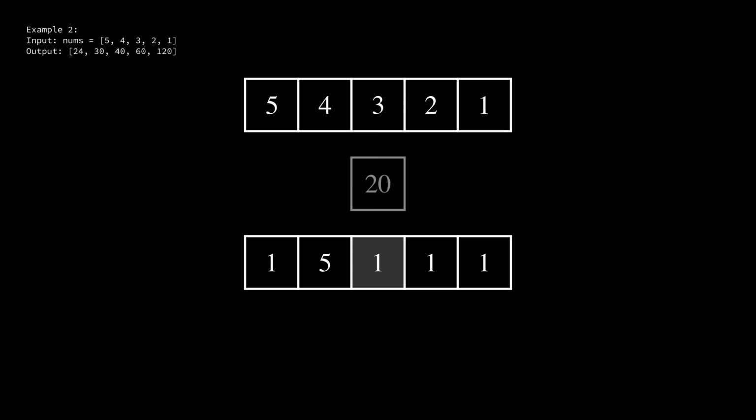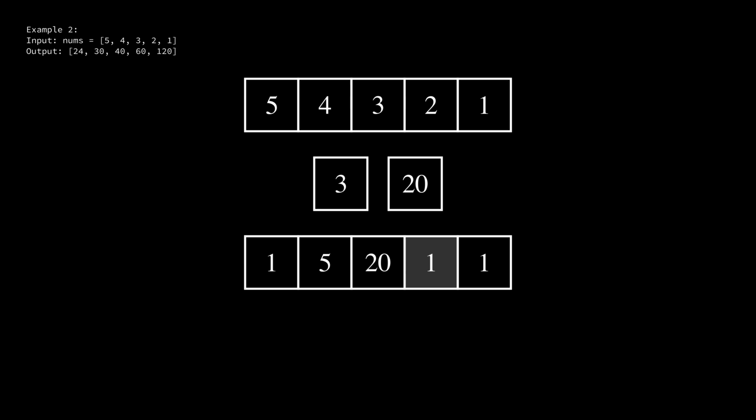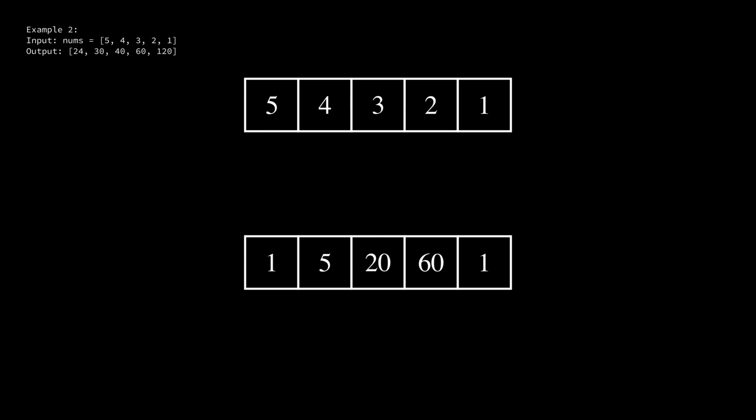In essence, each element of the left-hand product array represents the total product of all numbers to the left of the current index in nums. It's like having a snapshot of all the multiplicative contributions from the left side up to that point.